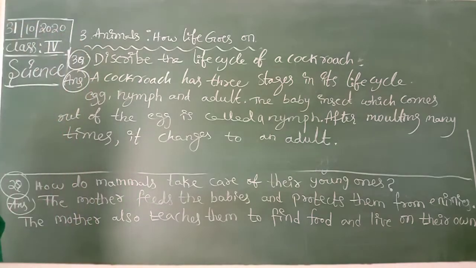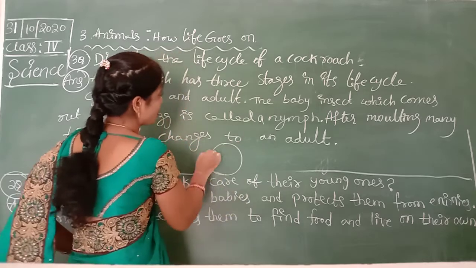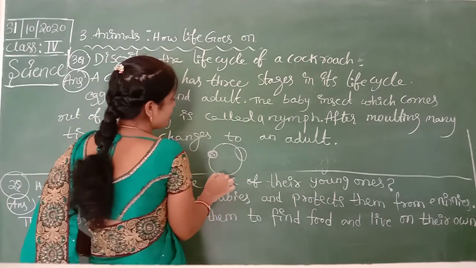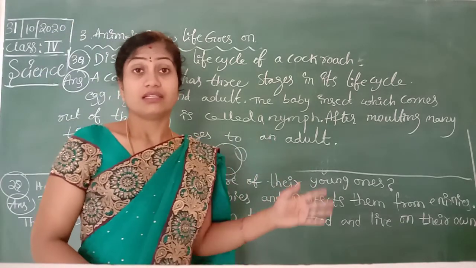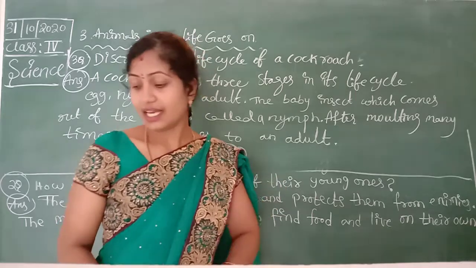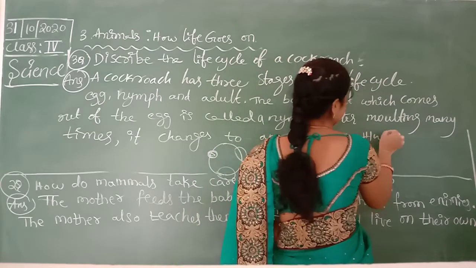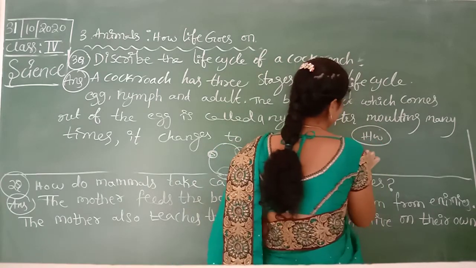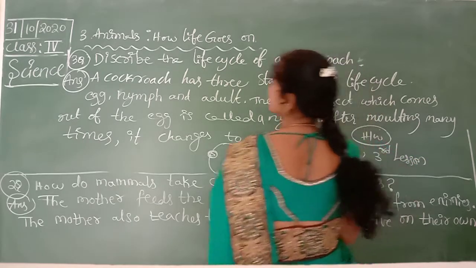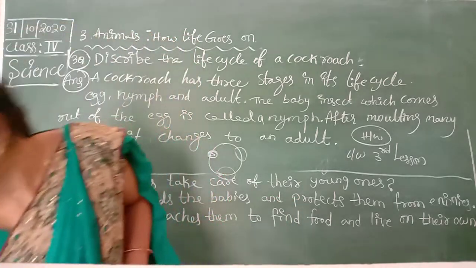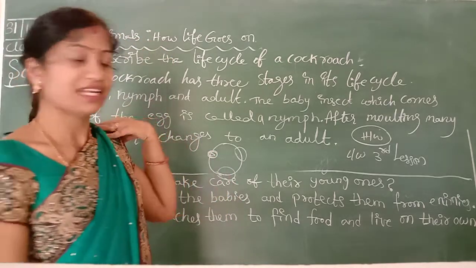So today enough. Tomorrow we will continue think and answer. Below you have to draw that diagram. Egg, nymph and adult. Life cycle of a cockroach. You have to draw like this. See in your textbook and draw like that. Next, your homework: learn and write the third lesson. Tomorrow we will write think and answer. Question answers.